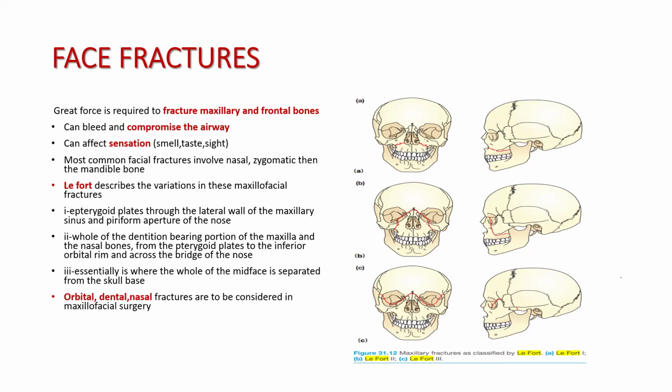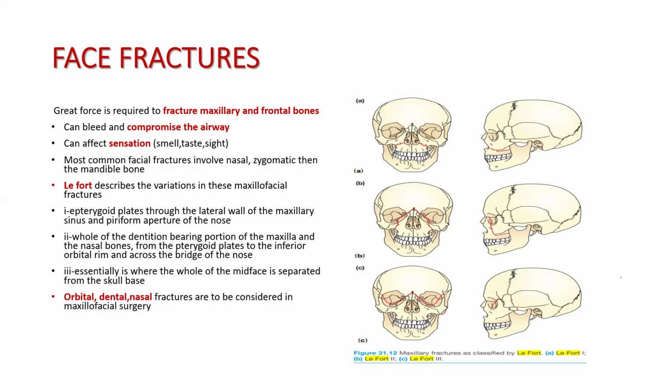Then Le Fort 2 is whereby the whole of the dentition-bearing portion of the maxilla and the nasal bones are fractured, from the pterygoid plates to the anterior orbital rim and across the bridge of the nose. So that is Le Fort 2. Then Le Fort 3 is essentially where the whole of the midface is separated from the skull base, and it is also called a floating face.